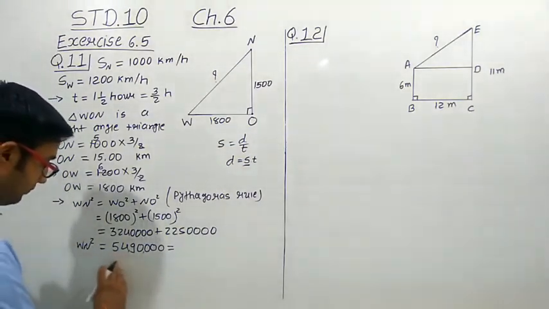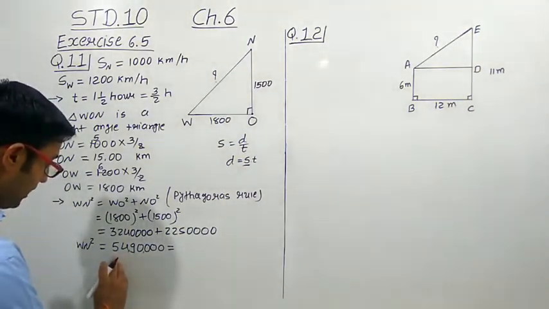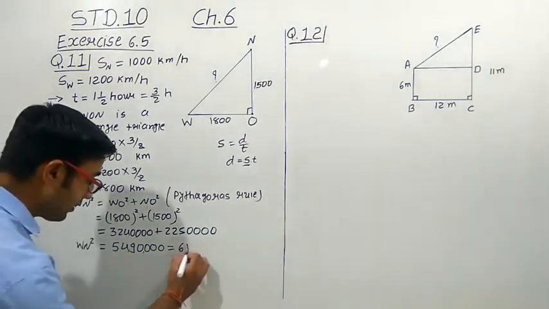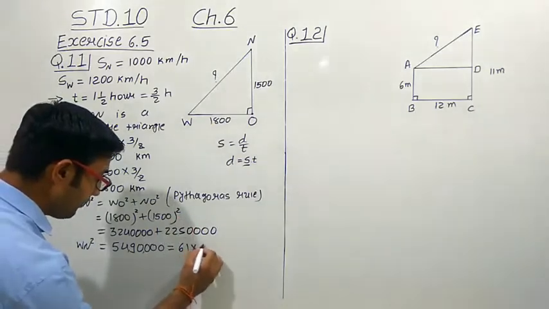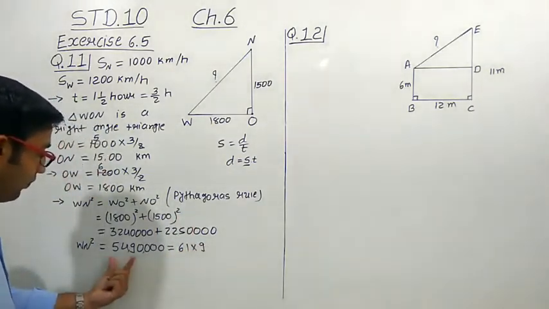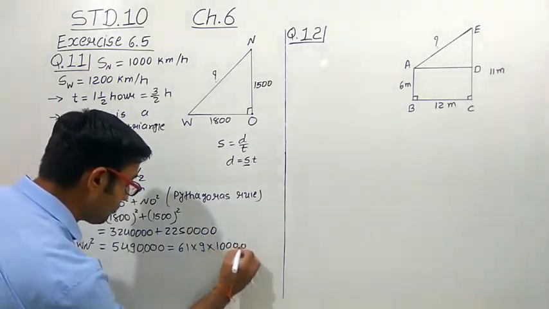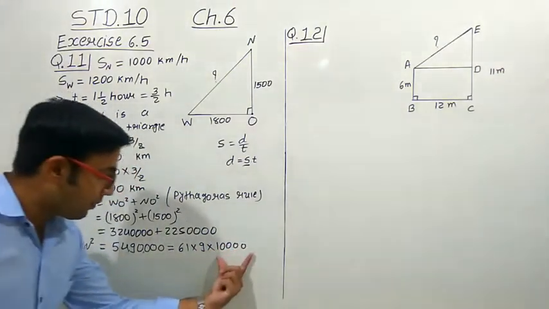See, 9 sixes are 54 and 9 ones are 9. So here we are getting 61 nines are 549, and this 1000 we can write as 10,000. Why? Because this is a perfect square number.